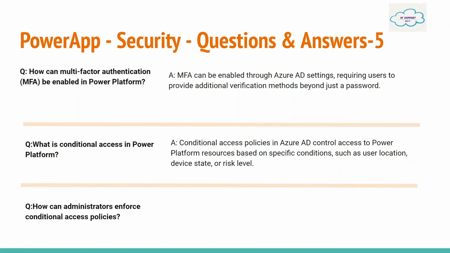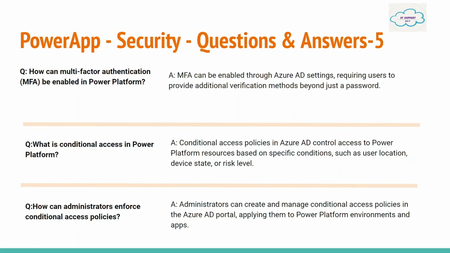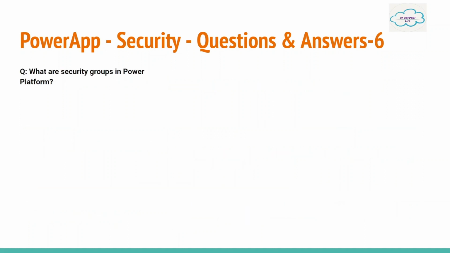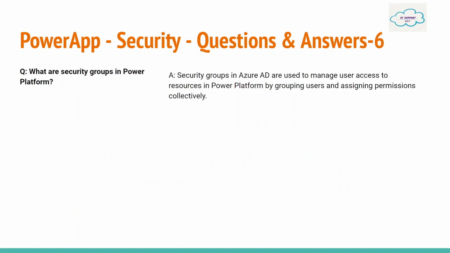What is the next question? How can administrators enforce conditional access policies? Administrators can create and manage conditional access policies in the Azure AD portal, applying them to Power Platform environments and apps. So the Azure AD portal is predominantly used. Next question. What are the security groups in Power Platform? Security groups in Azure AD are used to manage the user access to resources.